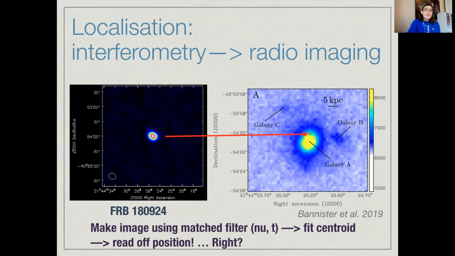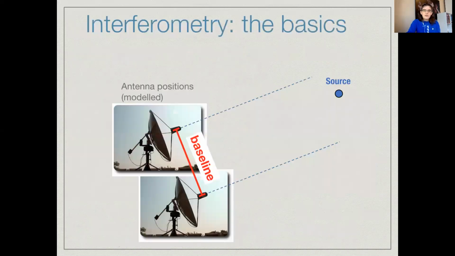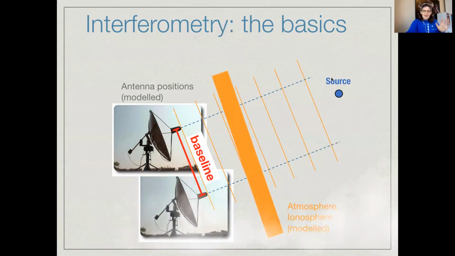To illustrate what I mean here, let's take a look at a simple example of a two-element interferometer. We have a source emitting radiation that arrives at our telescope as a plane wave. And fundamentally, we're measuring the relative delays in the signal between the two antennas. Tell you what, let's get crazy. Let's add in some atmosphere and some ionosphere just to make this a bit more realistic, right? Yeah, okay, that's a lot better.